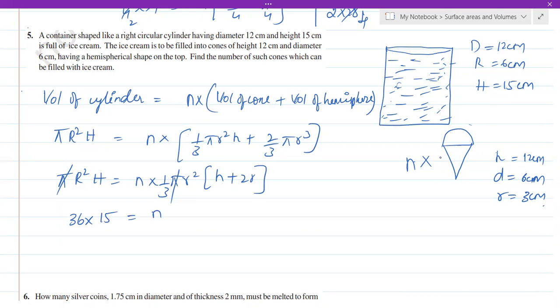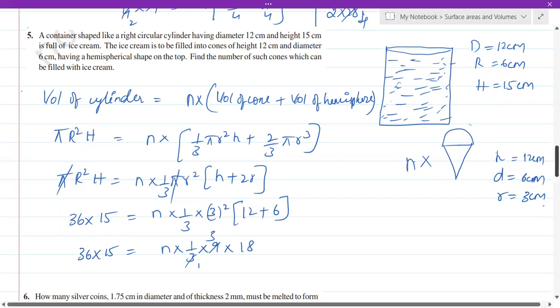That is equal to n into 1 by 3 into r square, that is 3 square, into H plus 2r. H is 12 plus 2 into r, 2 into 3 is 6. Okay. So this becomes 36 into 15 is equal to n into 1 by 3, 3 square is 9, 12 plus 6 is 18.